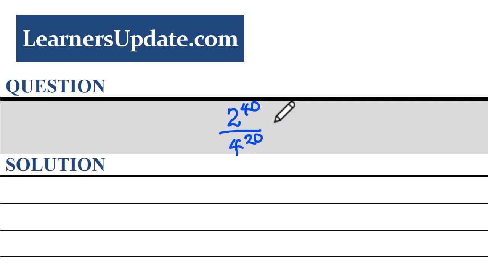How would you simplify 2 raised to power 40 divided by 4 raised to power 20? I'm going to show you 2 simple and fast methods to do that without the use of a calculator.